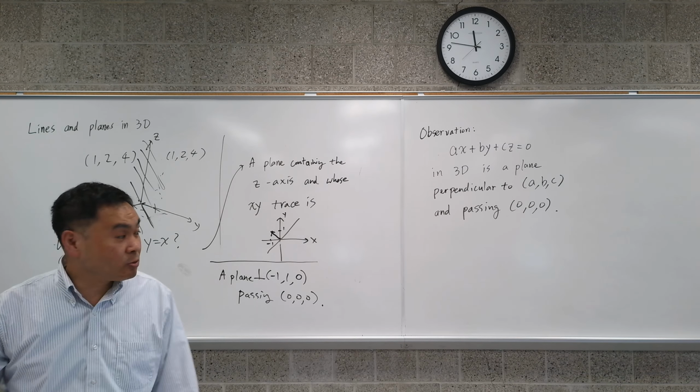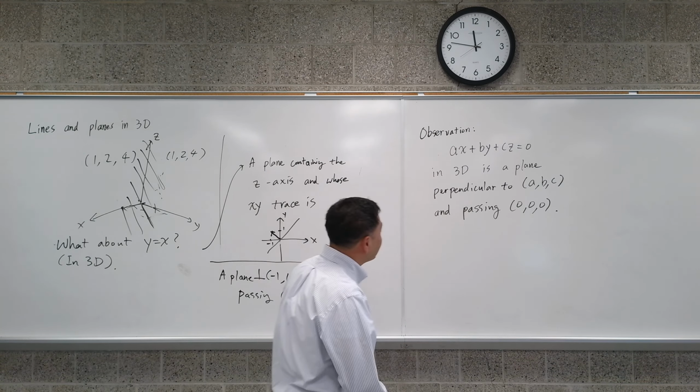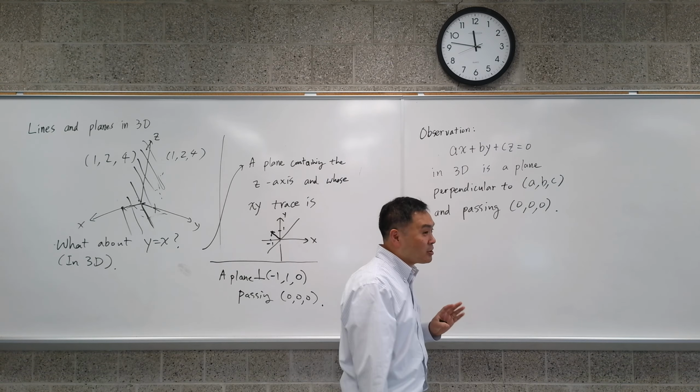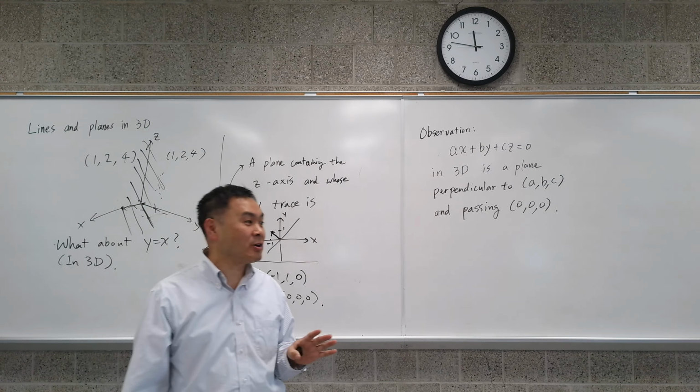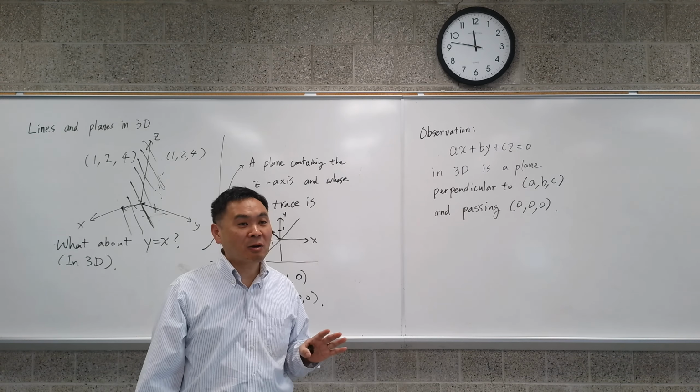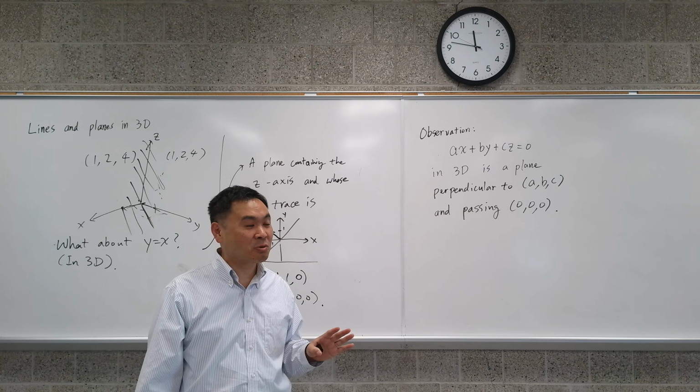However, to see that something's perpendicular, that's a bit more challenging. But then remember, we learned some vector operations, right? What vector operations easily tell us something's perpendicular?